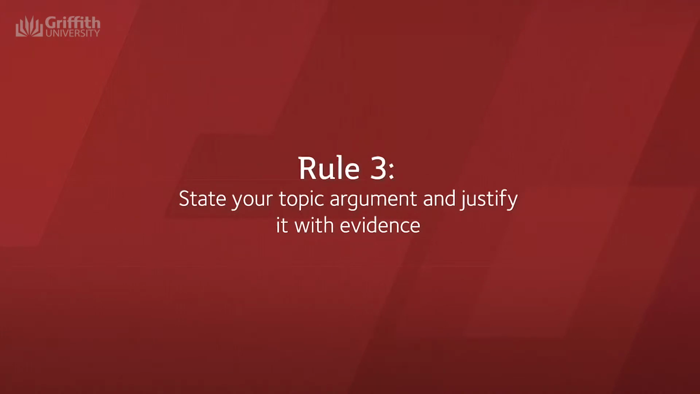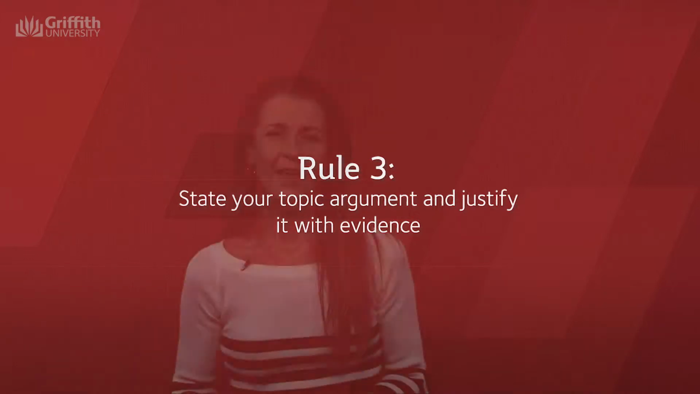Rule 3, state your topic argument and justify it with evidence. Now here is where you're going to be describing to the reader precisely what you're going to be arguing in relation to the topic, and then justifying this argument with research evidence. Now appropriate evidence to use in an academic essay includes scholarly sources of literature and information that are preferably peer-reviewed. It's also important to remember that new research is being published all of the time, so it's really important that you're accessing and utilising the most recent sources of evidence.